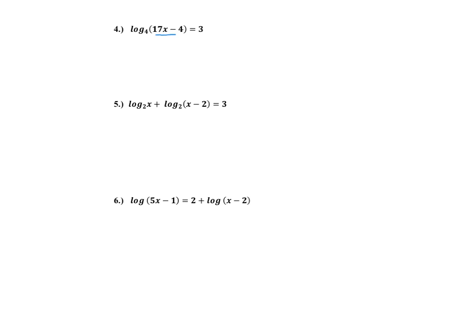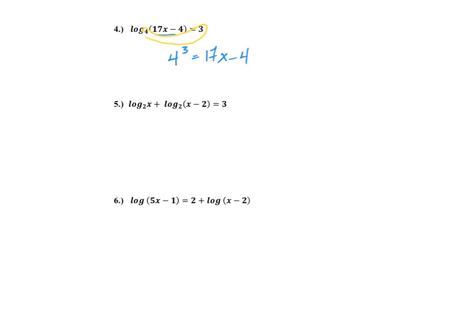So let's say I decide to switch this into an exponential equation. Well, my base here is 4. So that 4 is also going to become the base of my exponential expression. Let's switch our forms. This is going to be 4 to the third, or 4 cubed, equals 17x minus 4. Look at that. I don't have any more logs, and I have my x ready to go.